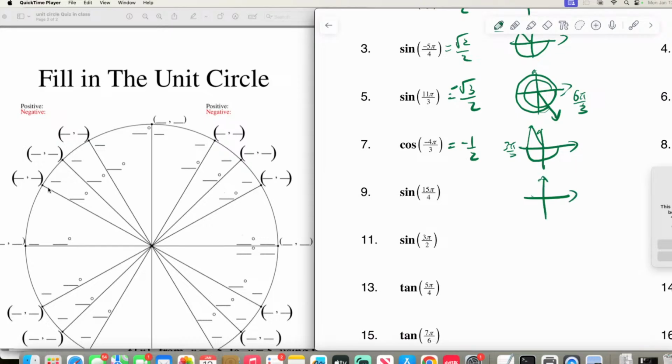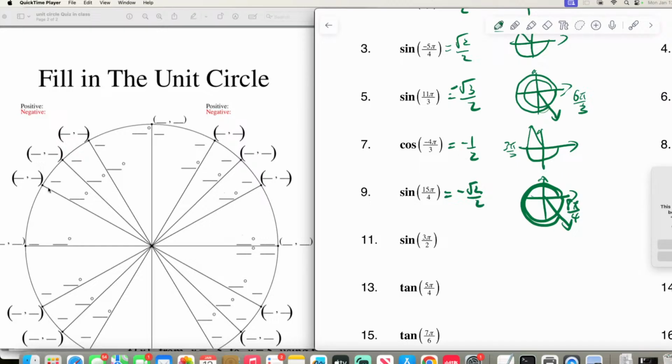Sine of 15 pi over 4. Which quadrant is that? Which quadrant is 15 pi over 4? It's not 2. It's actually 4. Because if you get here, it's going to be 8 pi over 4, right? And 16 pi over 4; 15 pi over 4 is going to go all the way here. So it'll be negative square root 2 over 2.